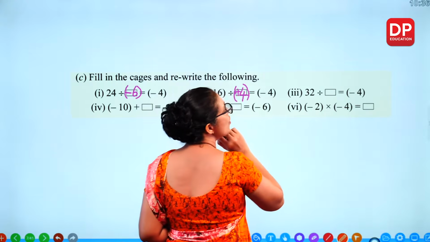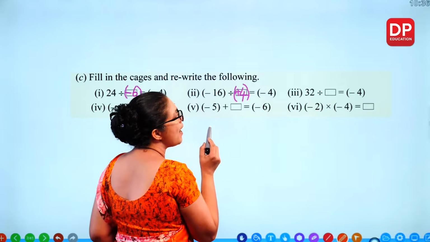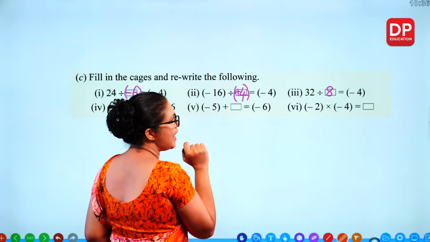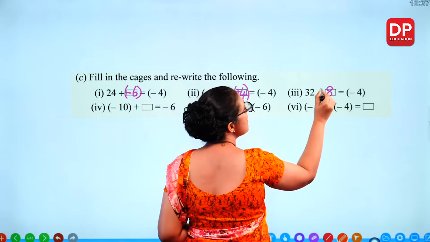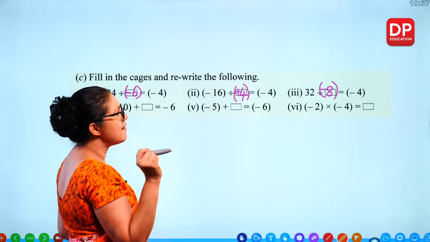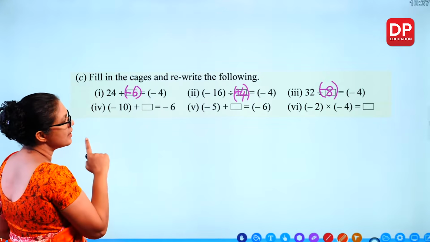32, the answer is 4. So you have to divide by 8. So 32 divided by 8. But the answer is negative, which means you have to put a negative sign. So negative 8. This one, addition.